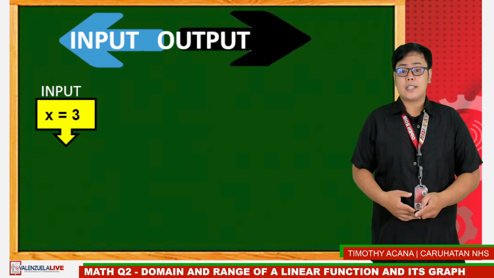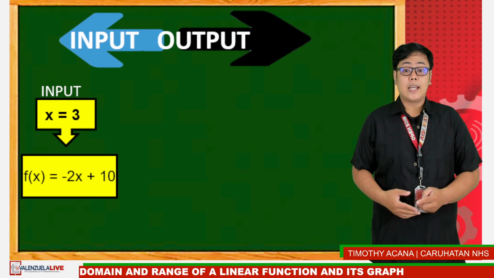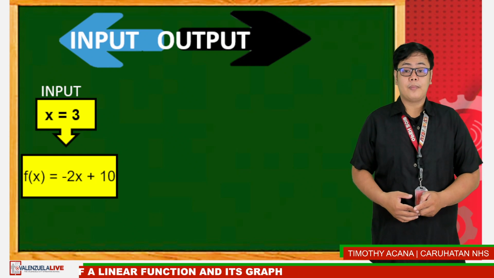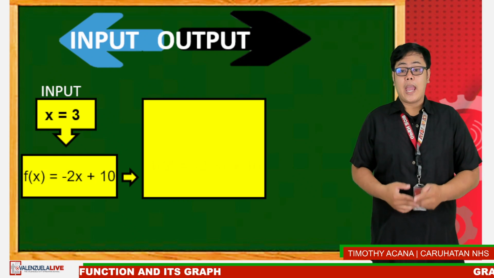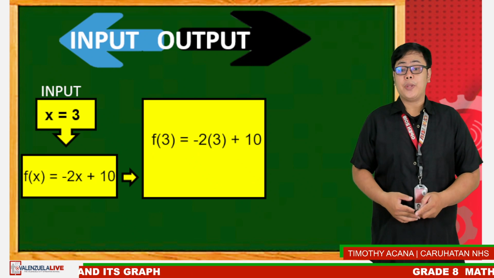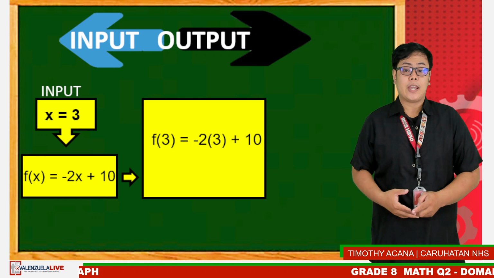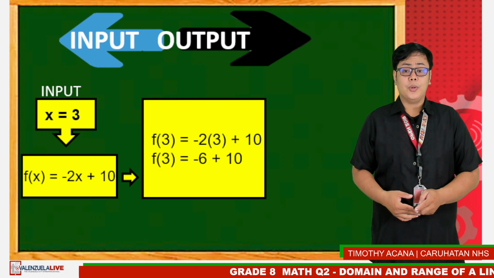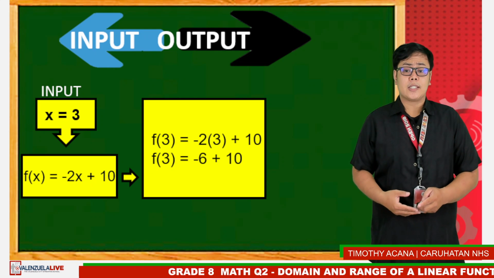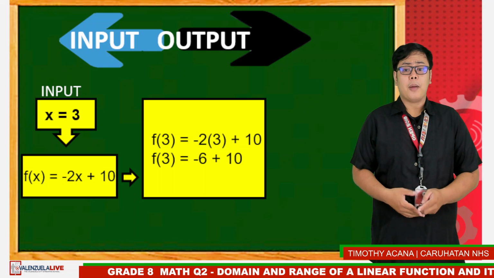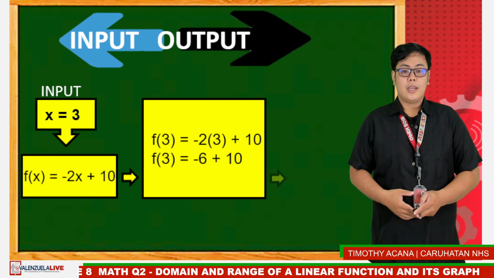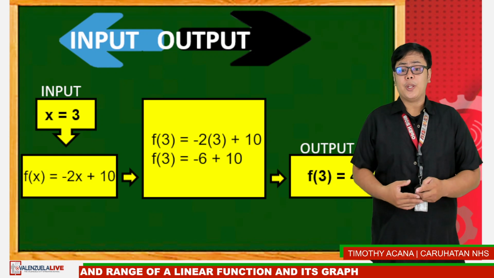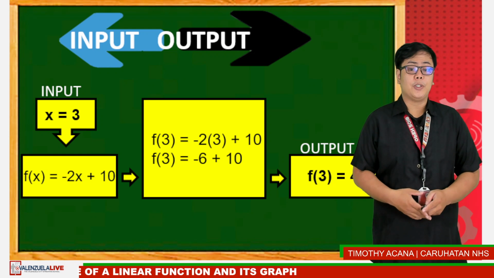Evaluate f(x) = -2x + 10 at x = 3. We have f(3) = -2 times 3 plus 10. Then, f(3) = -6 + 10. And the value of f(x) = -2x + 10 at x = 3 is 4.